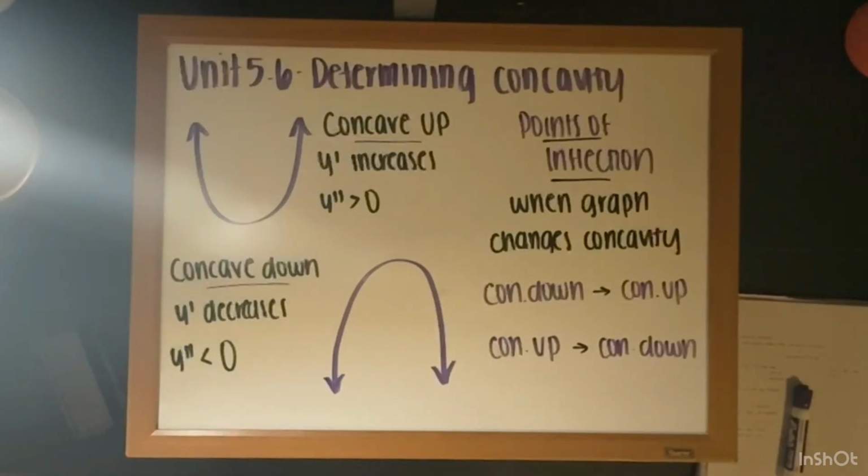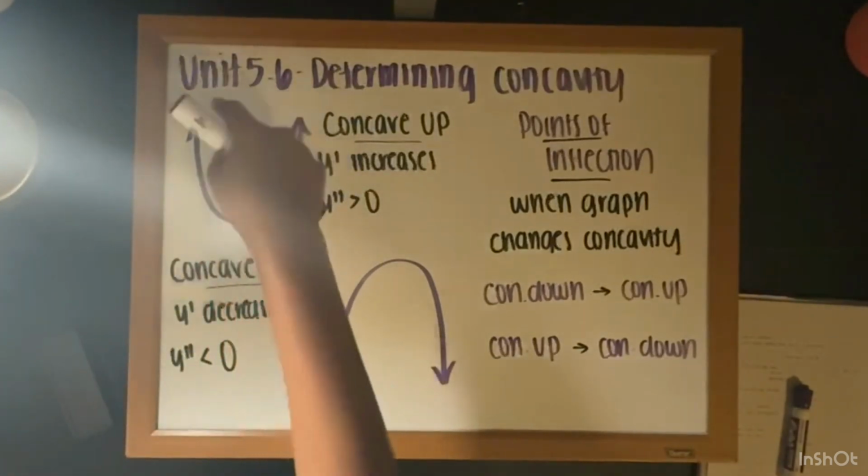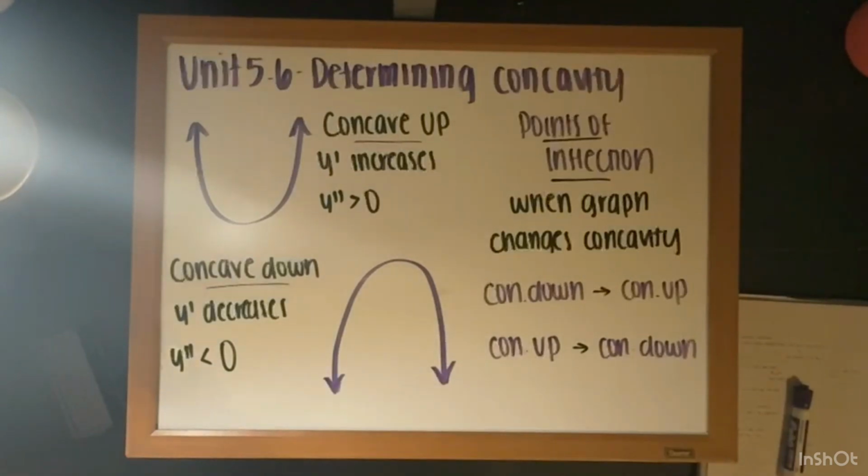Welcome to Unit 5.6. Today we're going to be talking about determining concavity. Now, when your graph is concave up, that means that your y prime is increasing and your y double prime, or your second derivative, is greater than 0. And when your graph is concave down, that means that your first derivative is decreasing and your second derivative is less than 0. Concave up can be demonstrated as a positive parabola, and concave down can be demonstrated as a negative parabola. However, it's not always going to look like this.